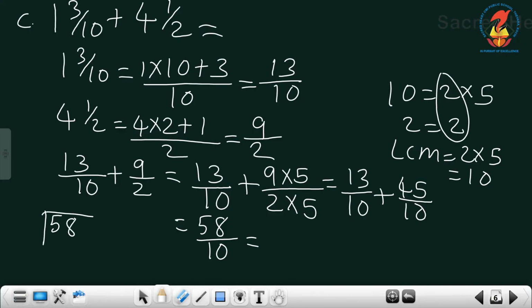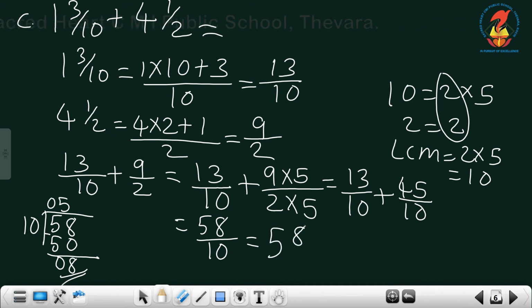How can we do this? 10 5s are 50. So here the remainder is 8. 5 is the whole number, then 8 is the numerator and 10 is the denominator. So the answer is 5 and 8 by 10. Is it clear? Okay.